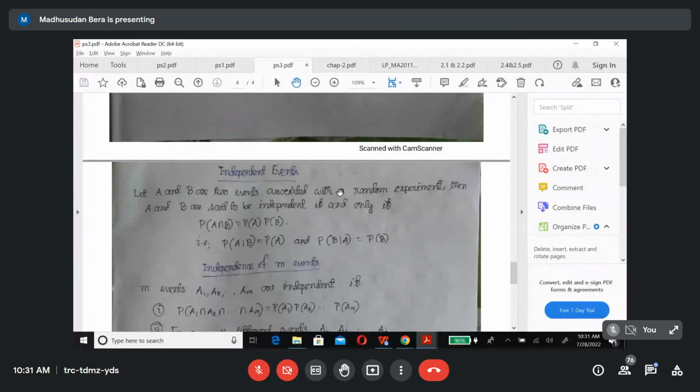A and B are two events associated with a random experiment, then A and B are said to be independent if and only if any one condition you can take: P of A intersection B is PA into PB, or P of A given B is PA, or P of B given A is PB. That is independence of two events.